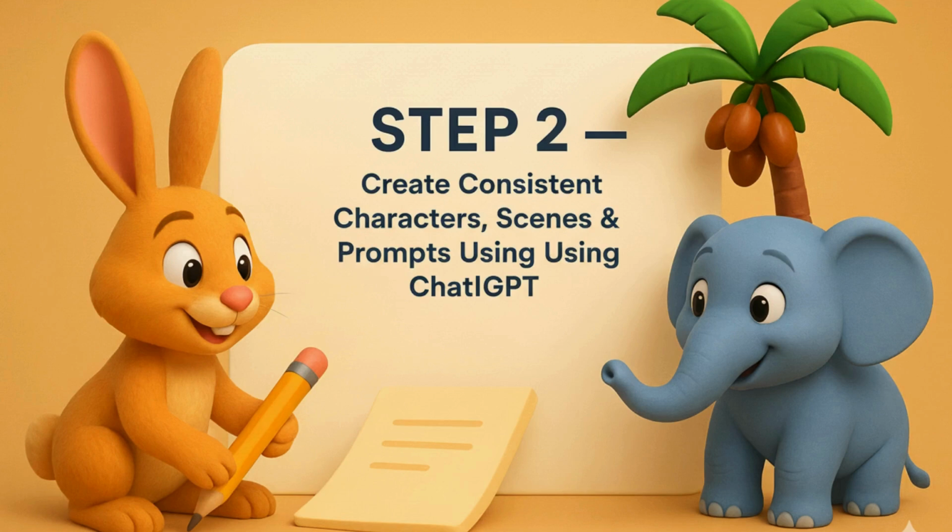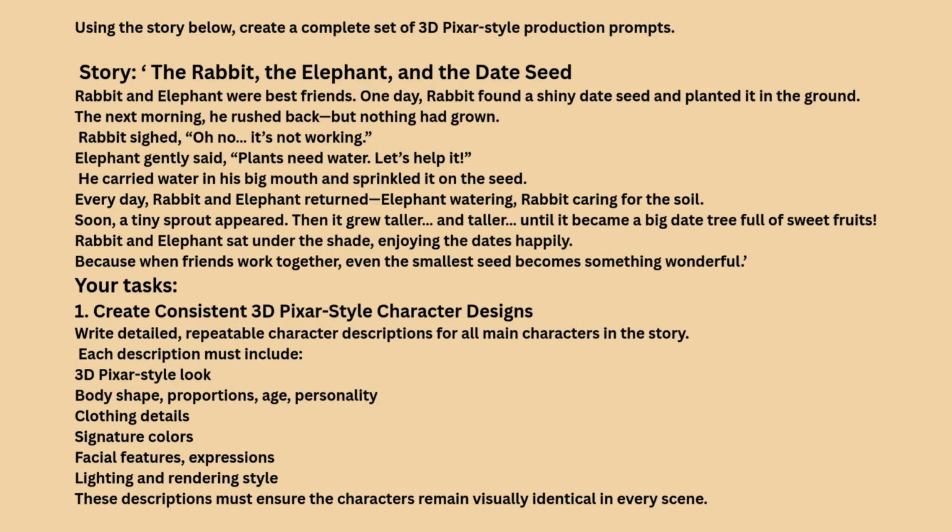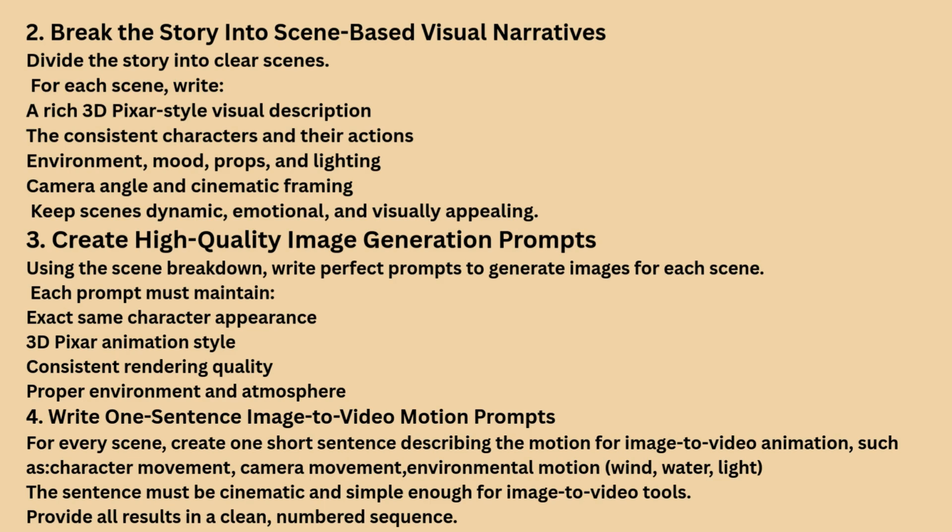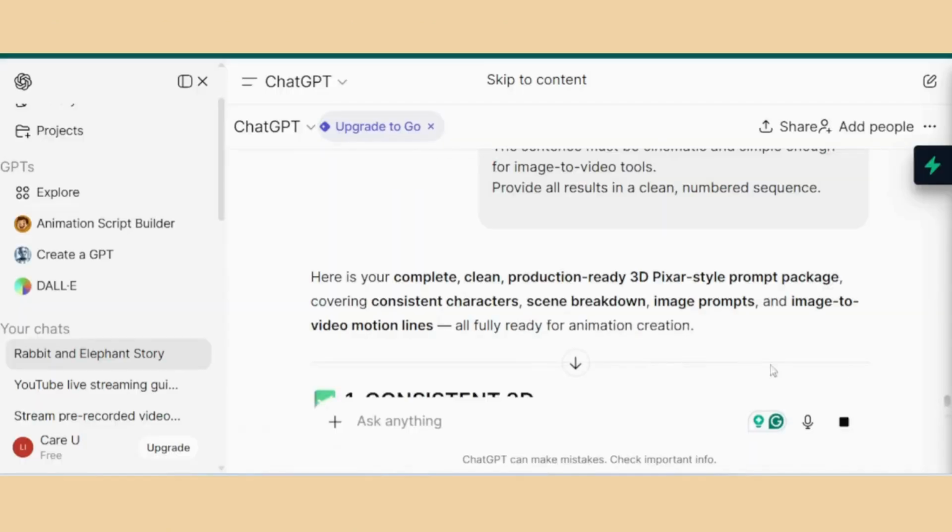Step 2. Create consistent 3D Pixar-style characters, scenes, and prompts using ChatGPT. For this part, we will use one detailed prompt in ChatGPT that will create consistent 3D Pixar-style character descriptions, break the story into scenes, generate high-quality image prompts, and create one-sentence image-to-video prompts. I will provide this full prompt in the video description for you to copy and use.